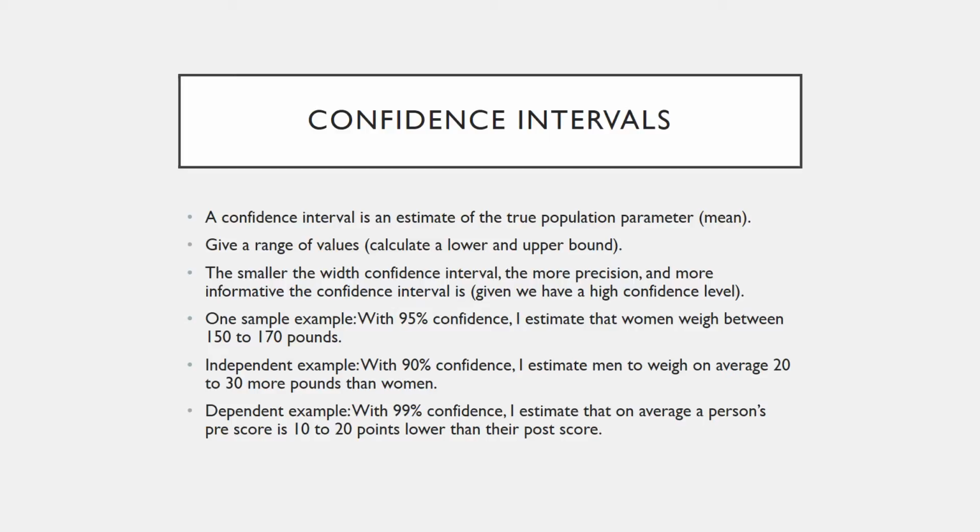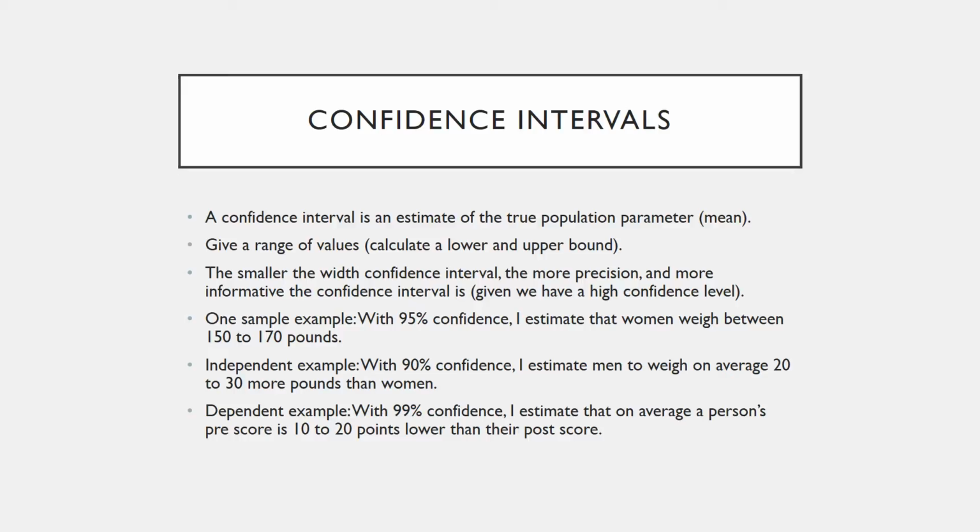So one sample example is with 95% confidence, I estimate that women weigh between 150 to 170 pounds. So in this example, we only had one sample, and we got the average weight of the women in our sample, and we calculated a confidence interval. Our lower bound was 150 and our upper bound was 170.